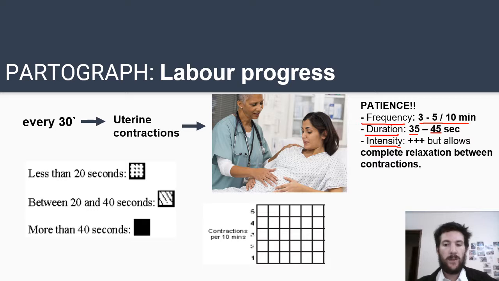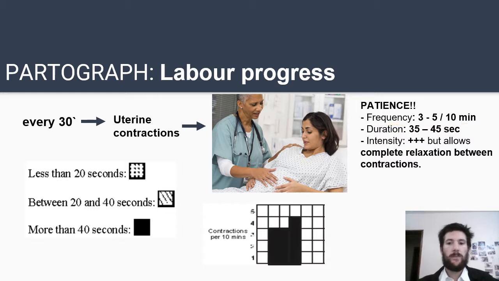Because if there is no complete relaxation of the uterus between contractions, it can have a severe consequence to the fetus, like prolonged hypoxia, and that can be very risky. And how do we fill these things in the partograph?